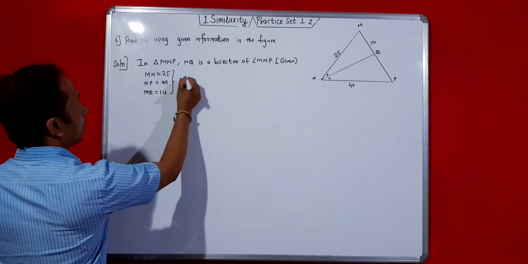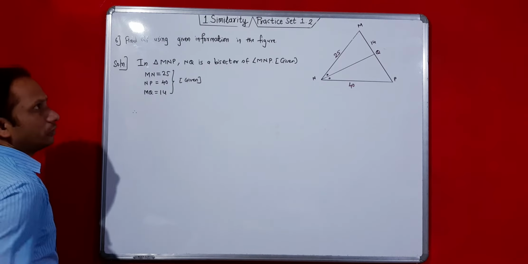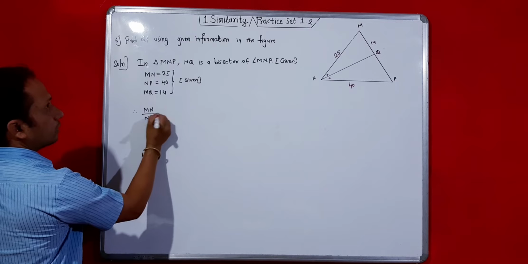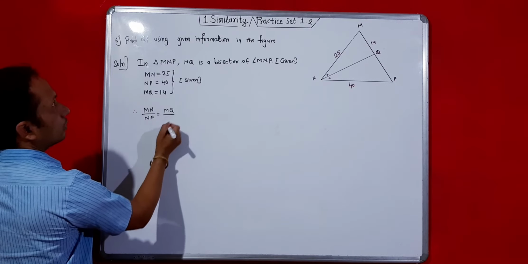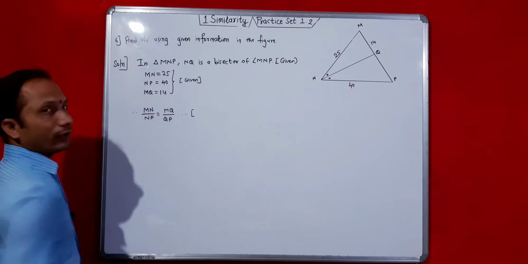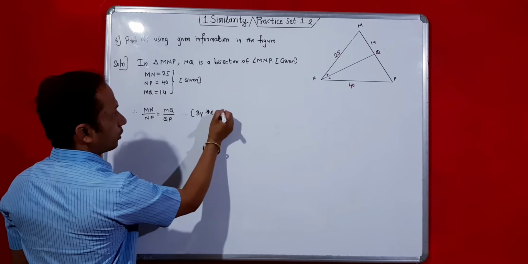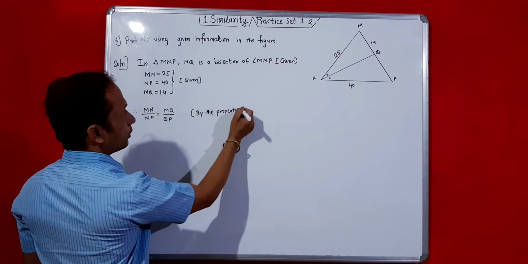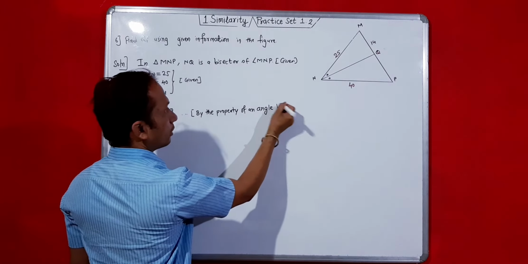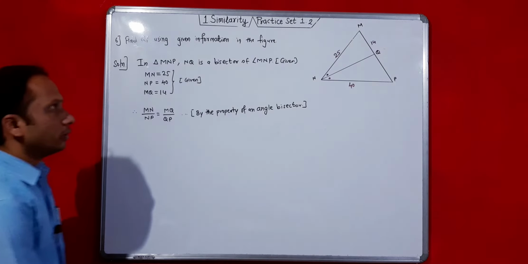Given this, you know that MN upon NP is equal to MQ upon QP, by the property of an angle bisector. It is one of the theorems actually, but it is a property of an angle bisector.